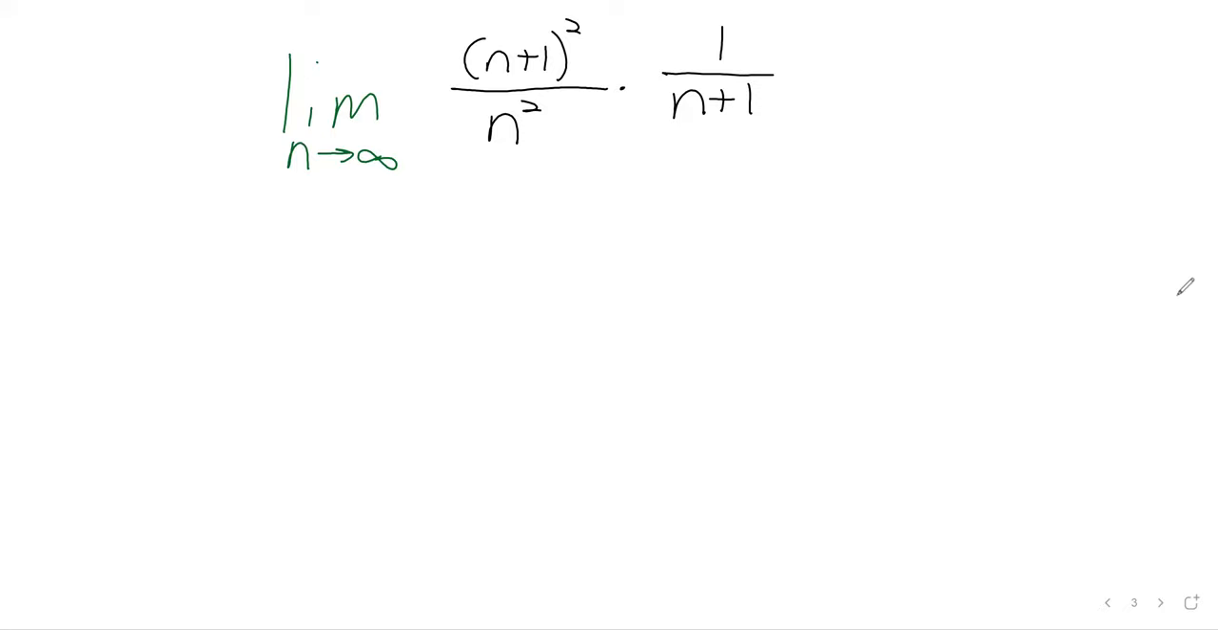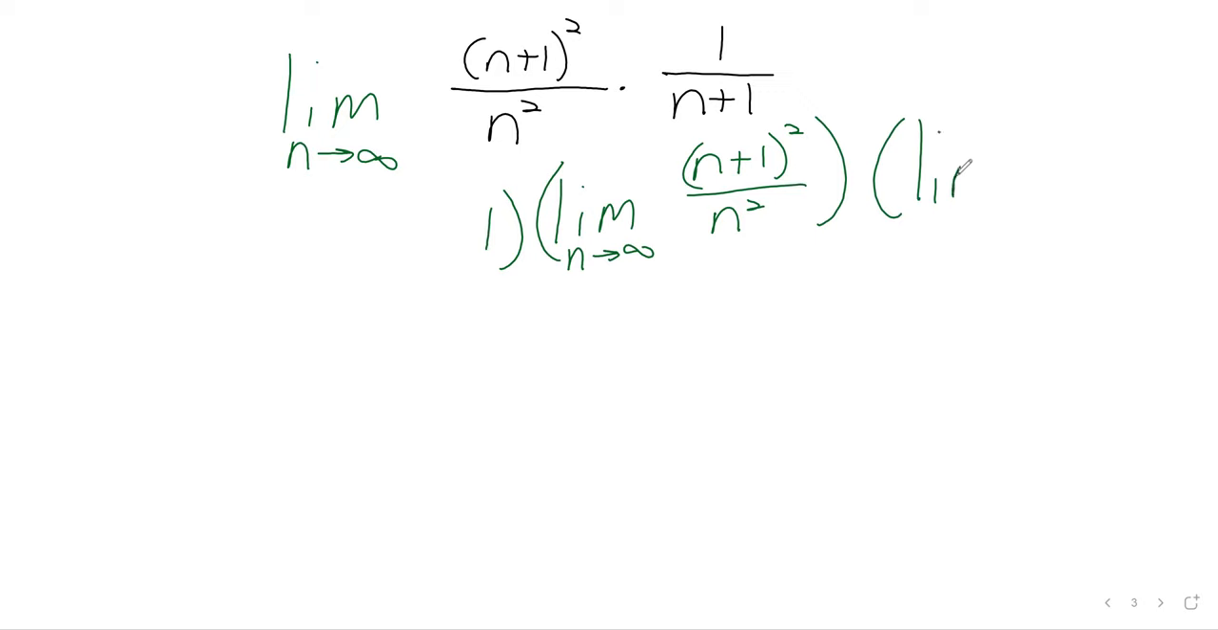Then we need to take this limit. And there are a few ways, I guess, we could go about this. We could think of this as one limit, or we could think of this as two limits, is, I guess, kind of the choice we make. So by that, I mean, the limit of a product is the product of the limits. So we could look at each of these fractions separately and multiply the limits together.